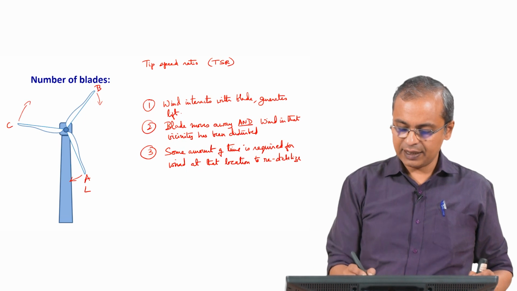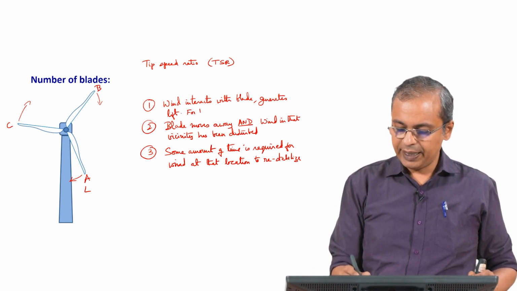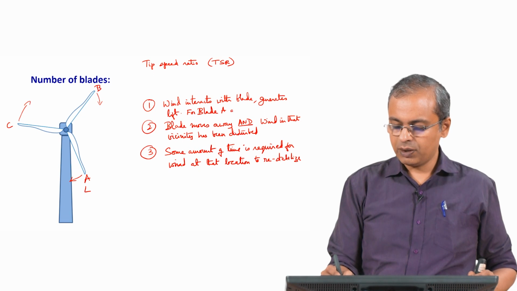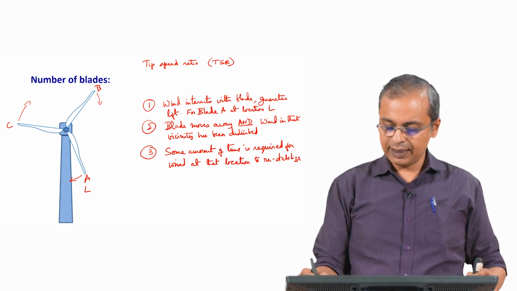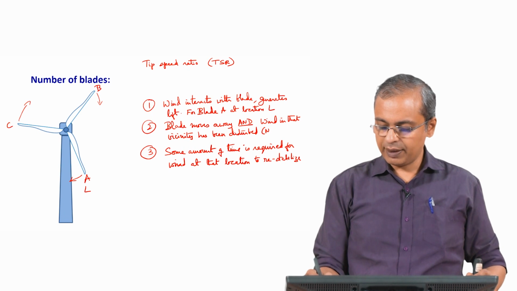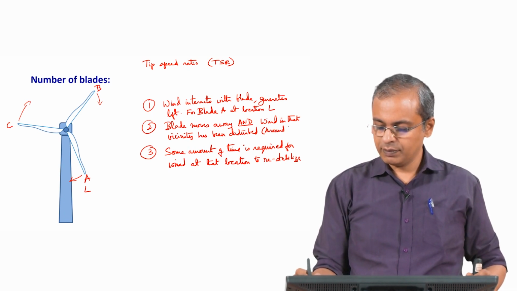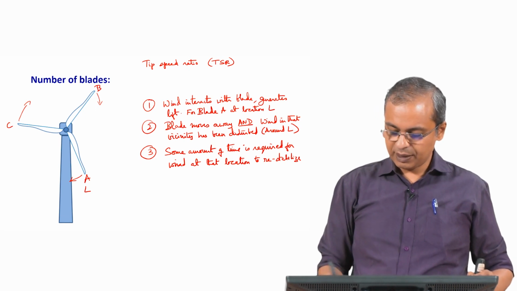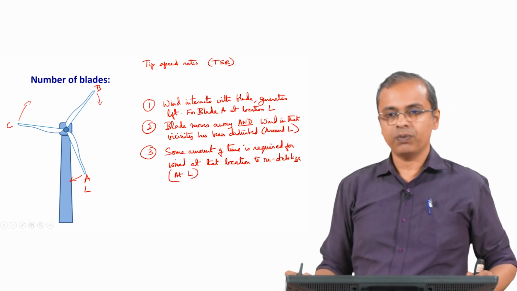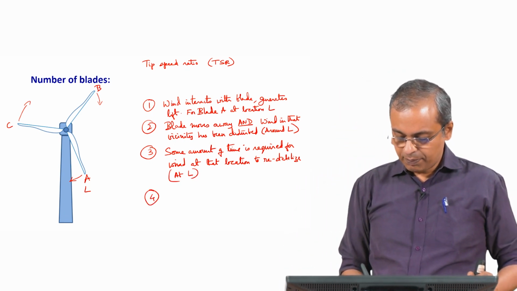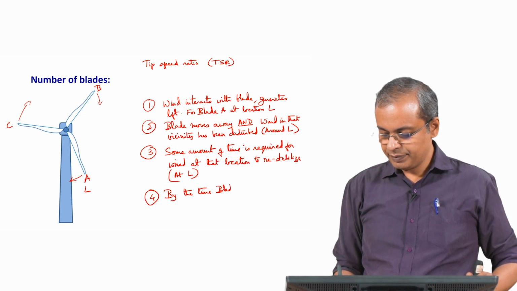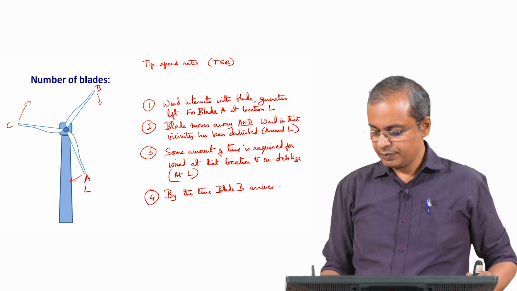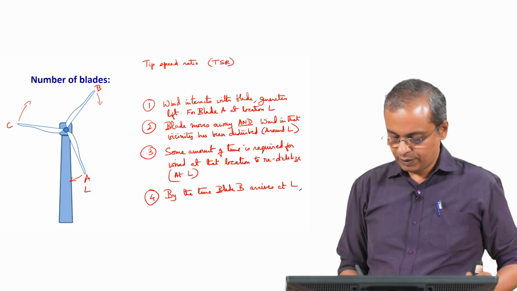So, we say the wind interacts with the blade, generates lift for blade A at location L. Okay, the blade moves away and the wind in the vicinity has been disturbed, near around L. Some amount of time is required for the wind at that location to restabilize at L. So, this restabilization we want at L. So then, by the time blade B arrives at L, the wind should be stable there.